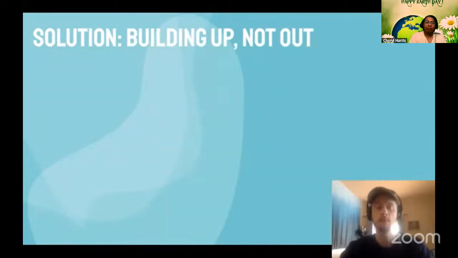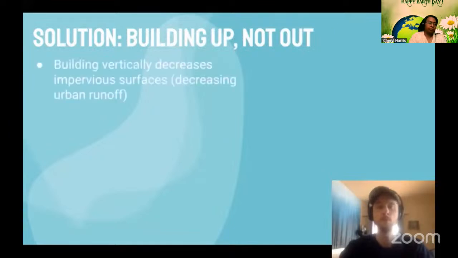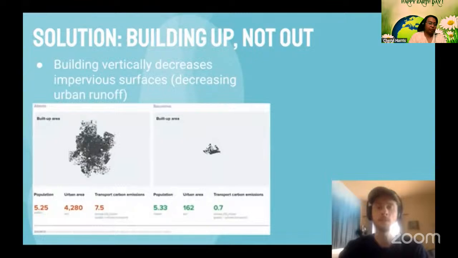And then finally, we have building up versus building out. So building vertically is going to decrease the total amount of impervious surface you have, which is going to decrease the amount of runoff. So we can take a look at an example here of Atlanta versus Barcelona. We've got virtually the same population, about 5.3 million, but Atlanta, because urban sprawl has been so prominent here, takes up 4,280 square kilometers. When we compare that to Barcelona, that's only 162 square kilometers.